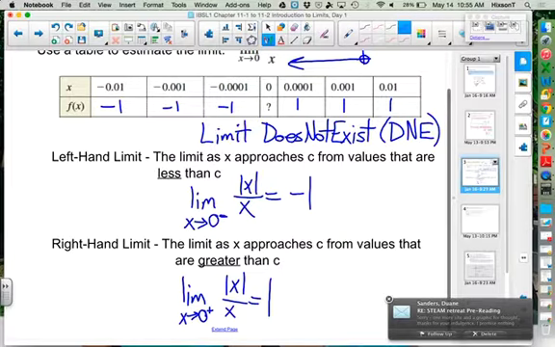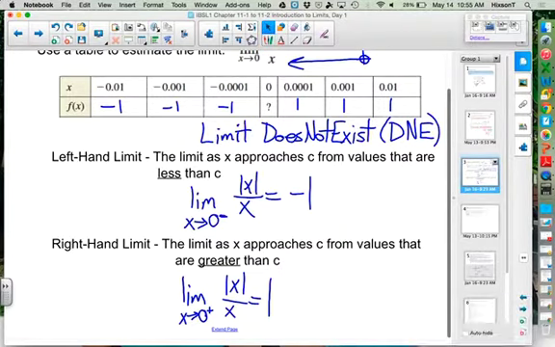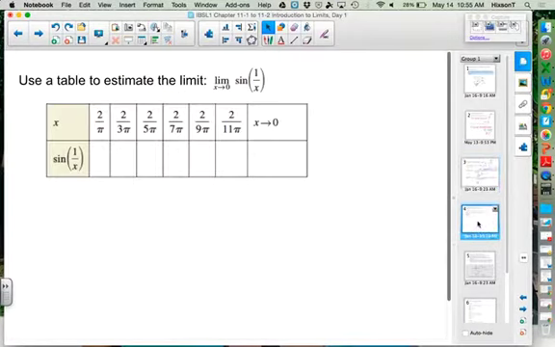We're approaching two different values from the left and from the right. Therefore, we can't say that our limit is approaching a certain number, so we say the limit does not exist. One other one. Let's take a look at this.